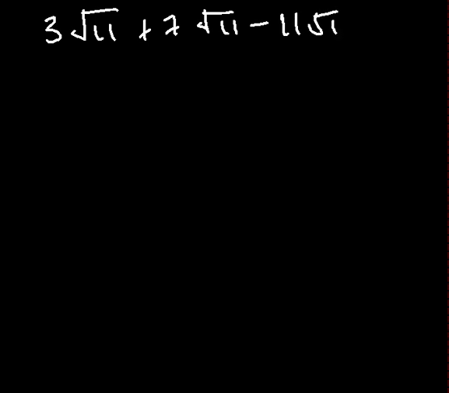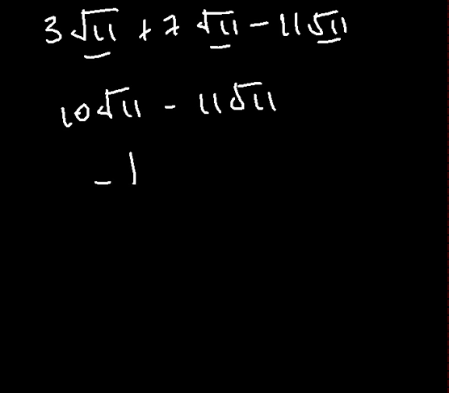And also let's say we have 3 times the square root of 11 plus 7 times the square root of 11 minus 11 times the square root of 11. As you can see, all these are like terms, therefore we just have to add or subtract them. First, let's add these two. In this case we have 10 times the square root of 11 minus 11 times the square root of 11. So we have negative square root of 11, and that is the solution.